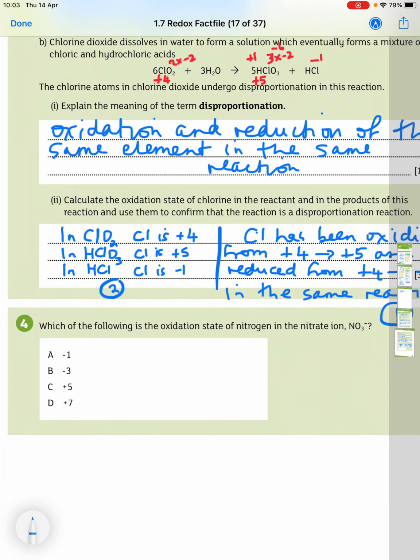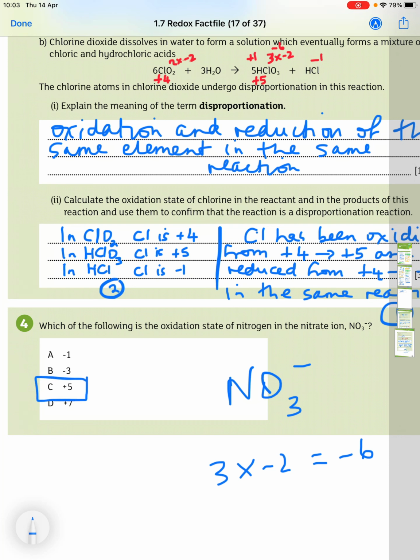Okay, and finally, what is the oxidation state of nitrogen in the nitrate ion NO3-? So we've got overall is -1. We have 3 oxygens, which are -2 each, which is -6. Overall it's -1, so it has to be +5.